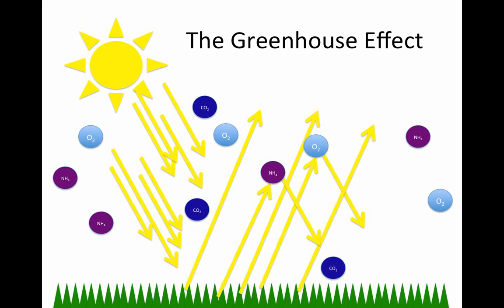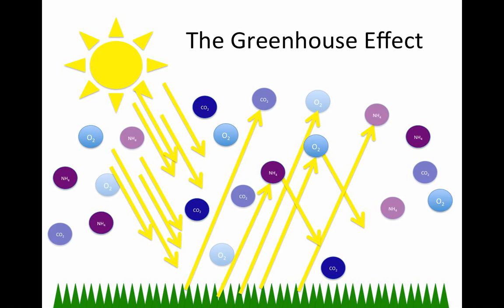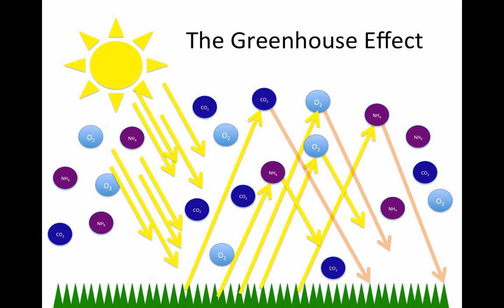So what would happen if we add more of these greenhouse gases? More carbon dioxide, more methane, more oxygen. We have the same amount of sunlight coming in and the same amount bouncing off of our grass, but instead of escaping to go to outer space, now we have more of this sunlight getting reflected back down to Earth.